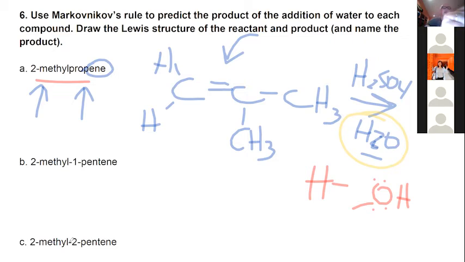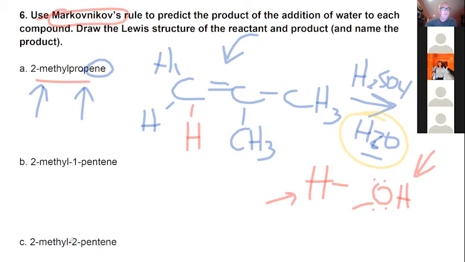So Markovnikov came up with a rule to tell us which carbon gets the hydrogen and which carbon gets the hydroxyl group. So what's his rule? It's like the one that has the more hydrogens, right? The hydrogen goes to more hydrogens. Right, the hydrogen goes to the carbon that has more hydrogens attached to it already. So that'd be the first one, so that would go to carbon 1.